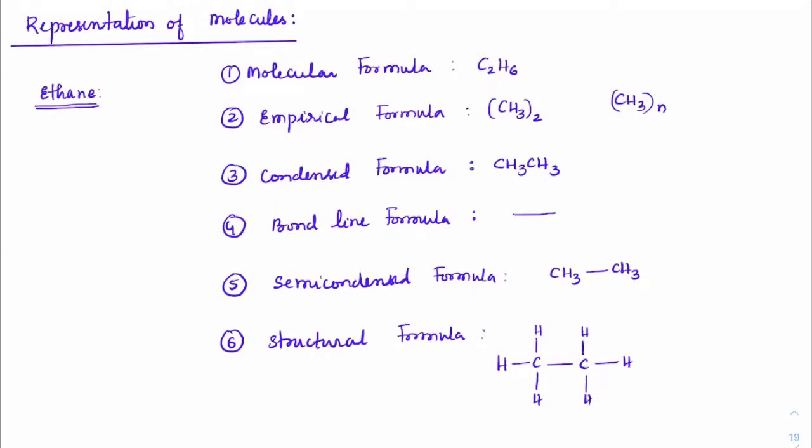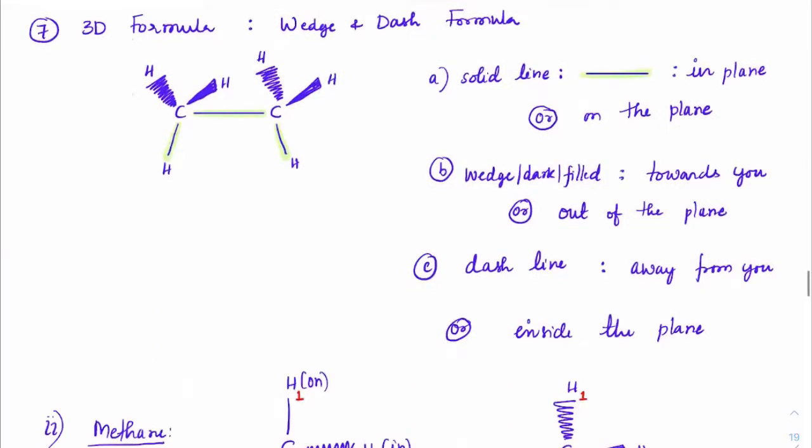So we have learned how to represent molecules in the molecular form, empirical form, condensed form, semi-condensed form, or finally how to show it in a structural form. And we also saw how we can visualize a molecule in 3D using wedge and dash representation.